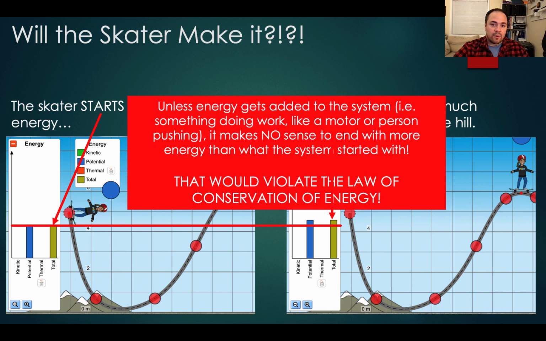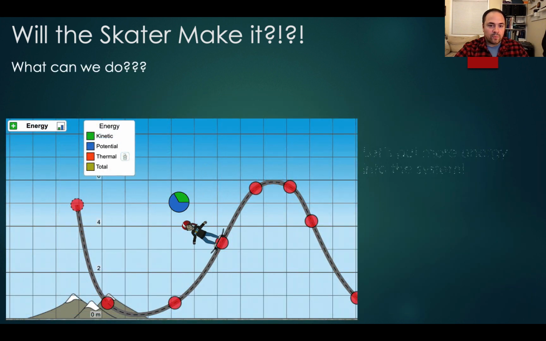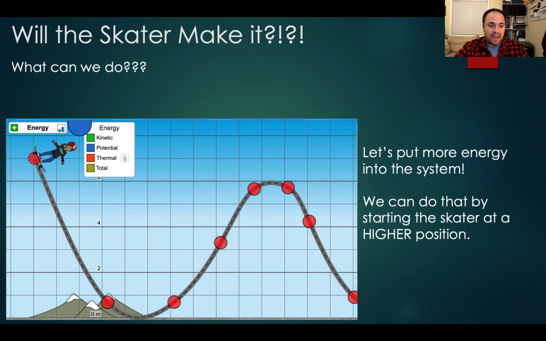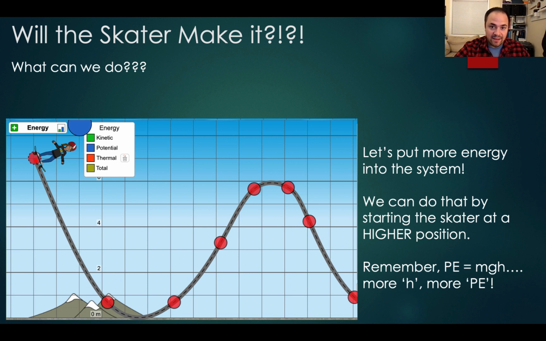Now, unless something is doing work, like say a motor or somebody pushing on the skater to get him up the hill, it would not make any sense for the skater to end with more energy than they started with. This system has unaccounted for energy, and that would violate the law of conservation of energy. So what can we do here? Well, we can add more energy to the system, and we could do that by putting the skater at a higher position to start with. Remember, potential energy is equal to mass times gravitational acceleration times the height of the object. So more height is going to result in more potential energy.